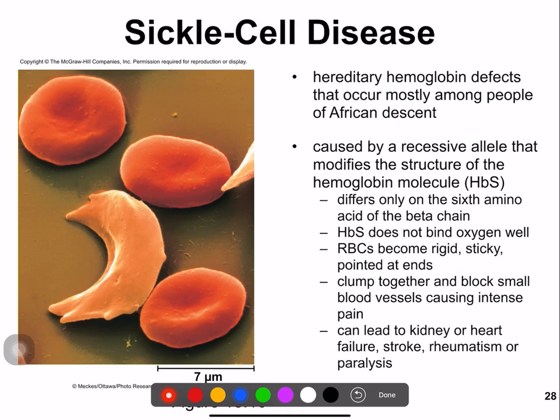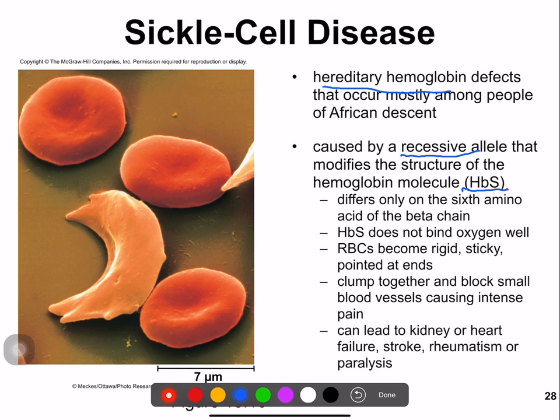Now, I just want to, as an add-on, mention sickle cell disease. It's a hereditary disease, happens within certain populations, often associated with a more direct African descent. And what are we really looking at? We're looking at a recessive allele that changes the structure of the hemoglobin molecule, and often we refer to it as HbS in terms of that allele and the resulting phenotype. It's a very small difference, differing only on the 6th amino acid of the beta chain. I'm not going to hold you responsible for that, but I want to at least give you some idea.